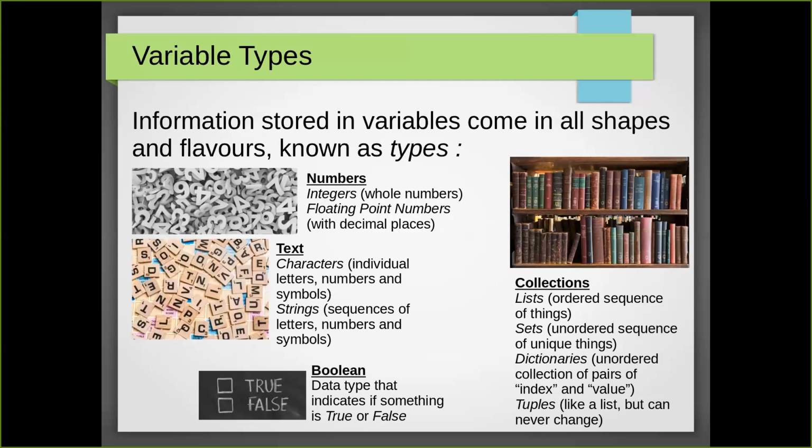Now, because of this, there are lots and lots of different types of variables, because as you can appreciate, information itself comes in all sorts of different shapes and flavors. So we've got number type variables, and within that we've got things like integers. Integers are just whole number variable values. We've got floating point numbers, those are basically numbers with a decimal place. We've got text type variables, so we've got things like characters, which are individual letters, numbers, and symbols. And we've got strings, which are sequences of letters, numbers, and symbols. Integers, strings, and floating point, particularly integers and strings, you will use a lot when you first start out programming. Numbers and words and letters and sentences will be used a lot.